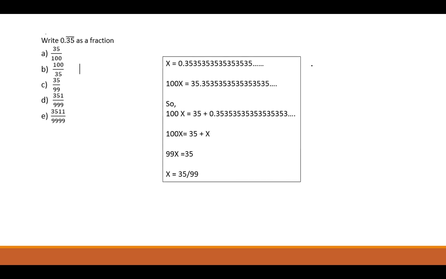There's a very basic trick that you have to use with this, and the trick is this. You start with the number x, which is a recurring decimal, so you have 0.35353535, and then you have to multiply it with a power of 10. What power of 10 depends on the number of digits that are recurring.